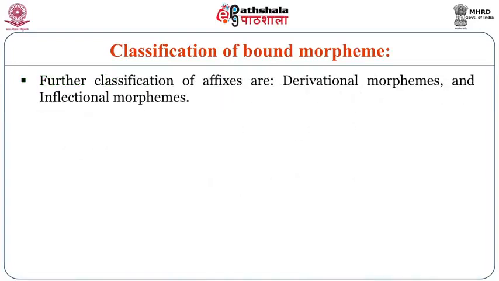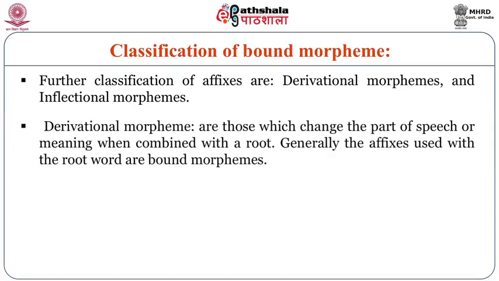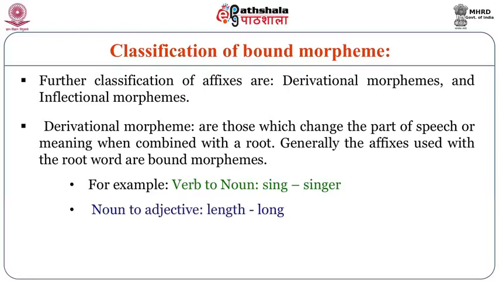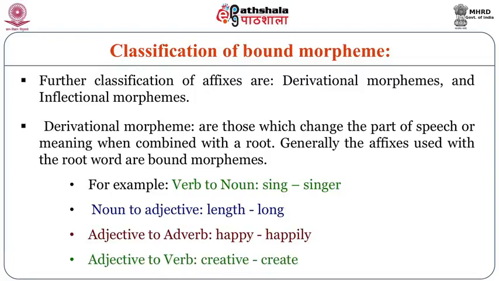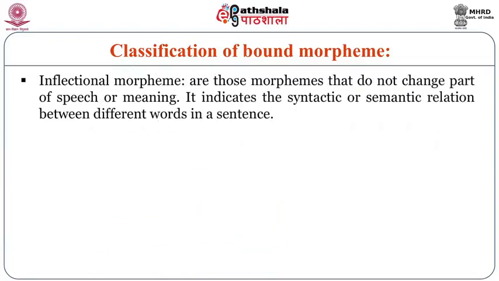Further classification of affixes are derivational morphemes and inflectional morphemes. Derivational morphemes are those which change the part of speech or meaning when combined with a root. Generally, the affixes used with the root word are bound morphemes. For example, verb to noun: sing becomes singer. Noun to adjective: length, long. Adjective to adverb: happy, happily. Adjective to verb: creative, create.